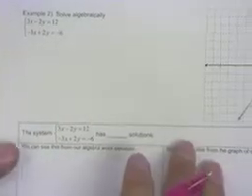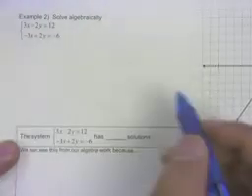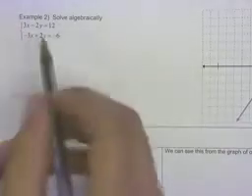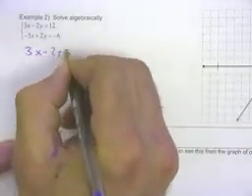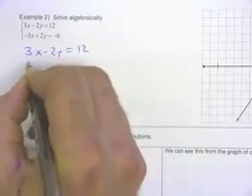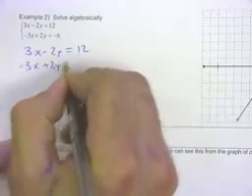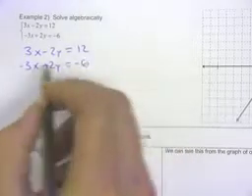All right, example number 2 in tonight's notes. Let's take a look at this system. It looks like this is going to be set up pretty nicely for us to use elimination. We've got 3x minus 2y is equal to 12, and negative 3x plus 2y is equal to negative 6.